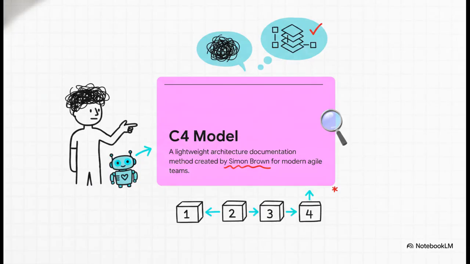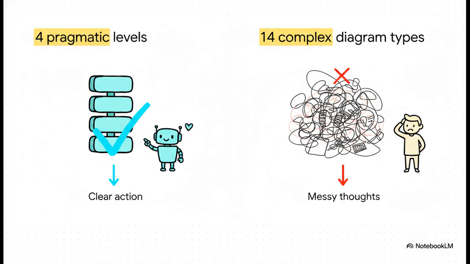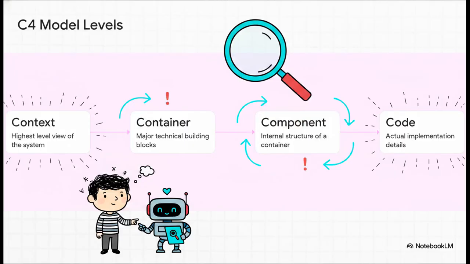So, enter the C4 model. Simon Brown created this lightweight method to fix this exact documentation headache. Instead of 14 complex UML types, C4 gives you exactly 4 super pragmatic levels of abstraction. Forget messy webs. C4 uses a spatial hierarchy. It's literally just like zooming into Google Maps.